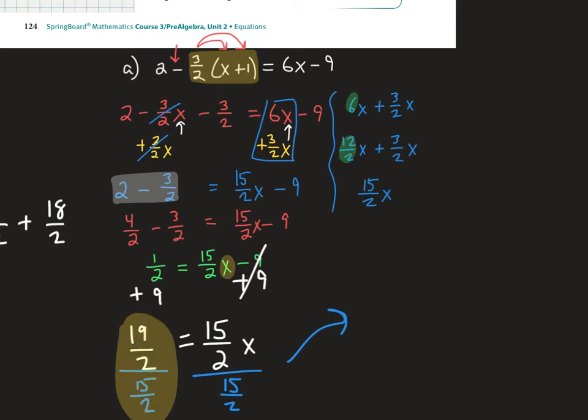So remember, to do that, you multiply by the reciprocal. So we're going to take 19 over 2. To divide by a fraction, we multiply by its reciprocal, which becomes 2 over 15. Okay, and we can also reduce these fractions. The 2 divided by 2, those can be reduced to 1. So this is going to end up equaling 19 over 15. Okay, and these canceled out, so that is just going to end up being x, and we got our answer.